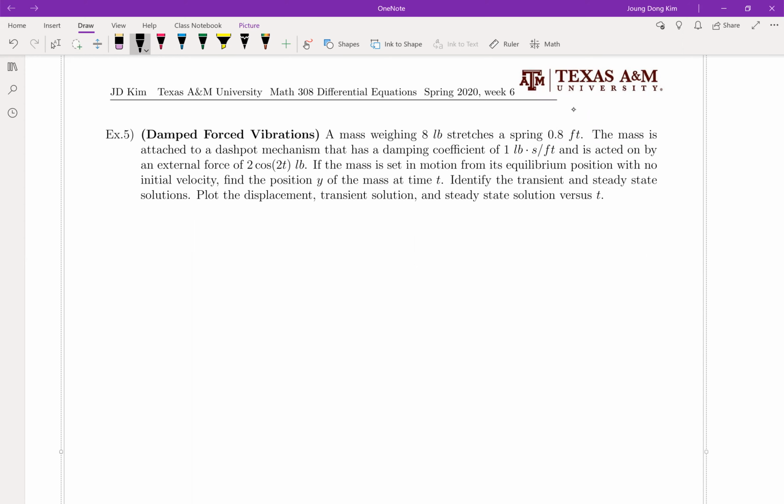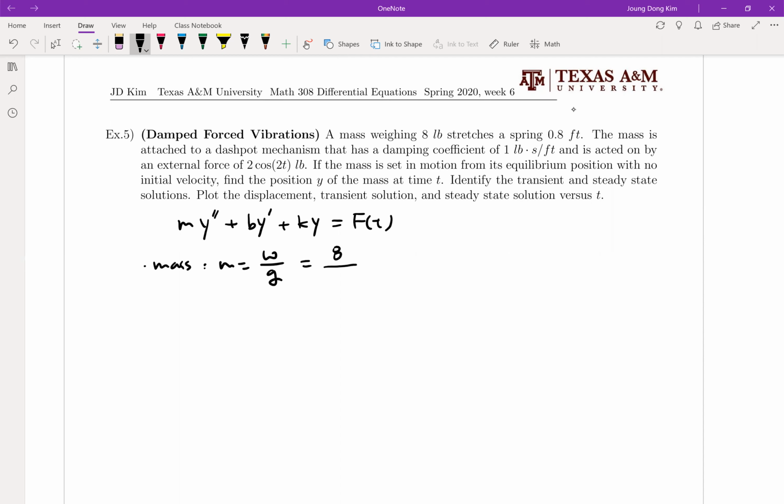Equation 4, which is m y double prime plus b y prime plus k y must be equal to the external force, right? So let's start from mass. The mass weighing 8 pounds means your mass can be found this way: weight over the gravitational acceleration. Since in this problem we use pounds and feet, we're going to use 32 feet per second squared for gravity. Mass is 8 pounds over 32, which is equal to 1/4.